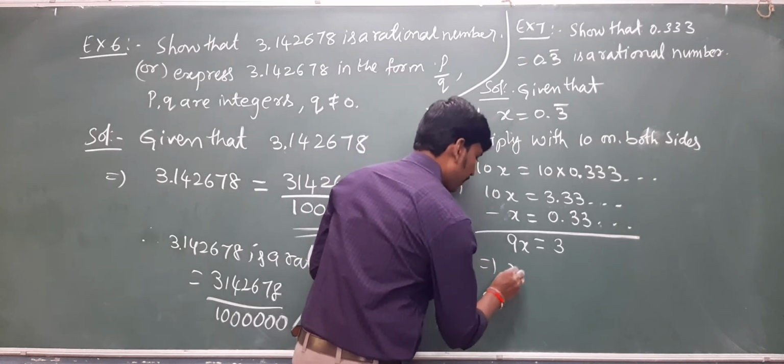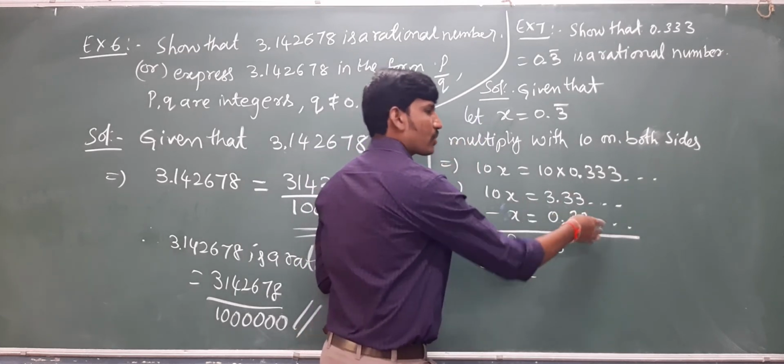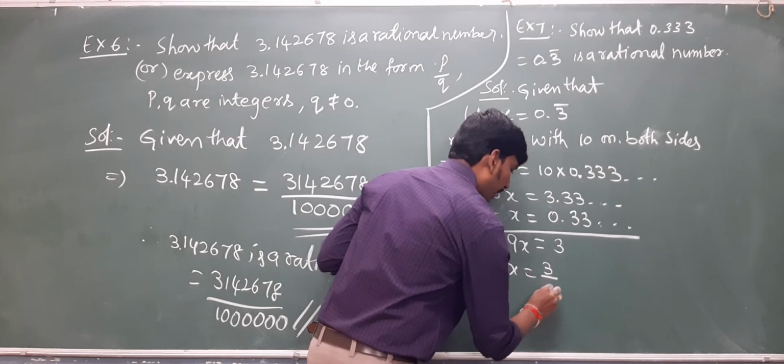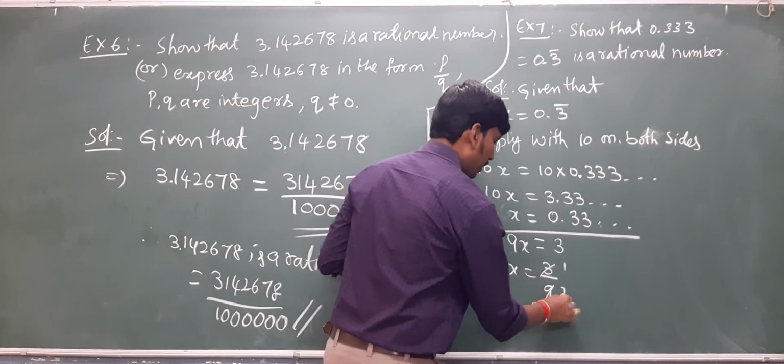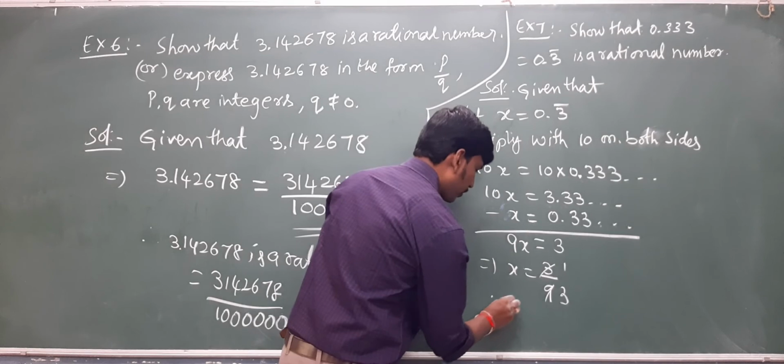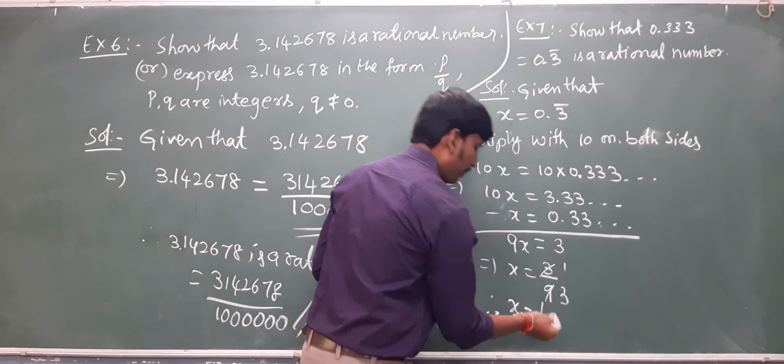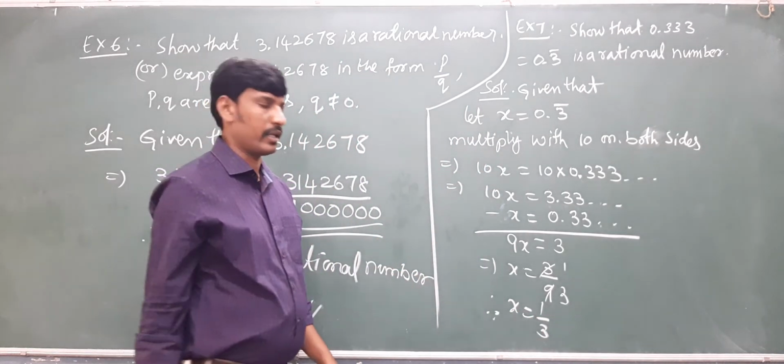Now, this implies x is equal to, you have to transpose this to the right hand side, it will become 3 by 9. When you cancel by division, therefore x is equal to how much we got? 1 by 3. x is equal to 1 by 3. Is it clear, my dears?